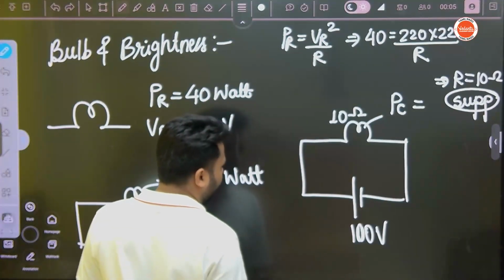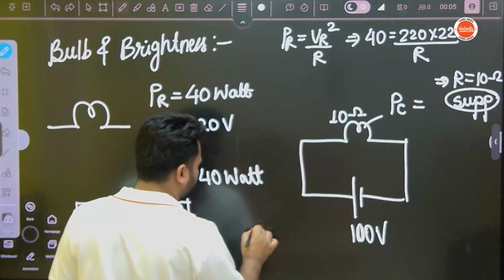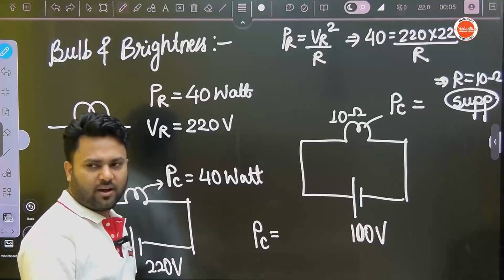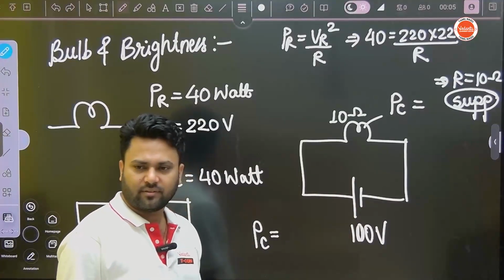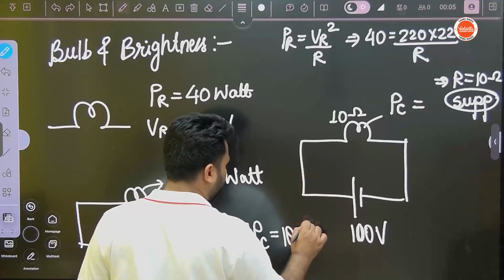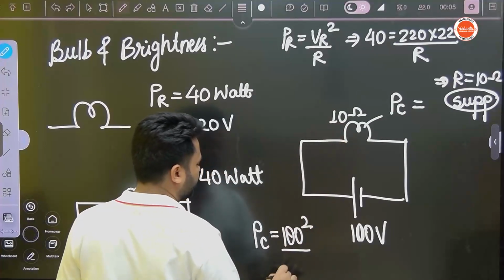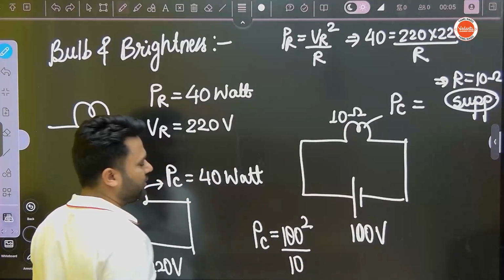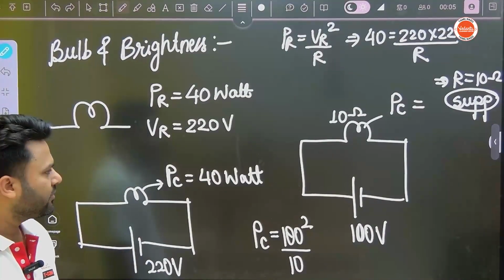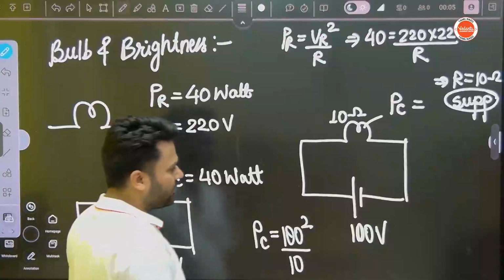Now you can write how much power it is consuming. Power consumed is V square by R. What is the voltage across this? 100. Power consumed will be 100 square divided by resistance, that is 10. This is the process. You can do it like this also.